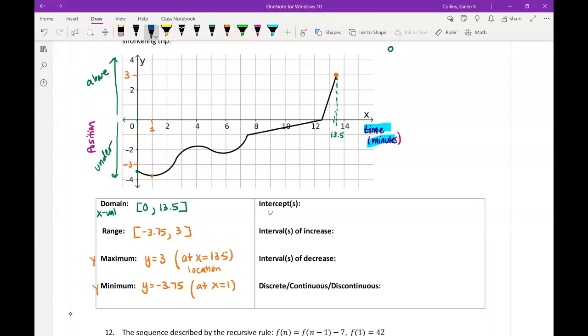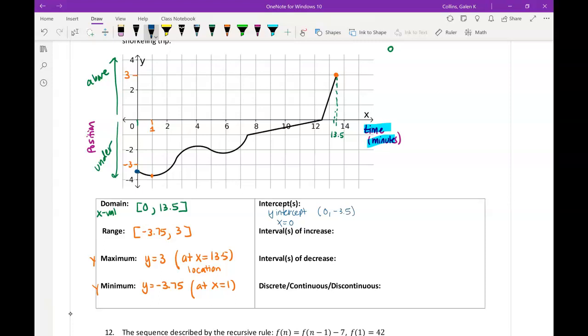We most commonly talk about the y-intercept, and that is the point where our function is on the y-axis. So this is always where our x value is 0. On my y-axis, I see this point. I'm going to estimate that that's at negative 3.5. So I could write my y-intercept as an ordered pair, 0, negative 3.5.